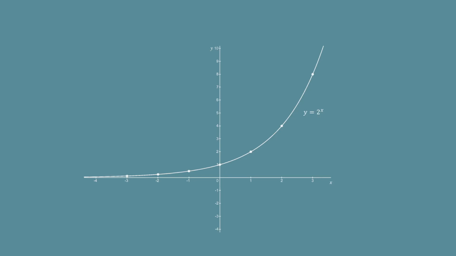I can stop calling it a relation. Now I see that it passes the vertical line test. I mean, look, if I start drawing vertical lines, the vertical lines intersect with the graph at only one point, these points right here. So then this particular graph is the graph of a function. So now I know that y equals 2 to the x is a function.